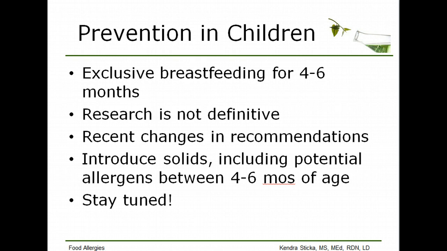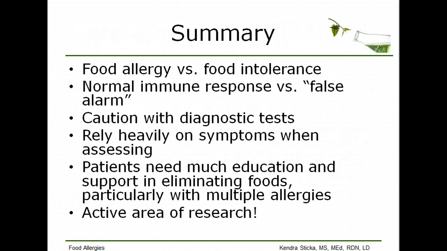in terms of those recommendations. So just in summary, some of the key concepts I'd like you to be familiar with or kind of take away is the difference between a food allergy and a food intolerance. Then thinking in terms of the immune system, what is a normal immune response versus what we might consider a false alarm? So when the immune response is stimulated from something that shouldn't stimulate an immune response, like normal foods.